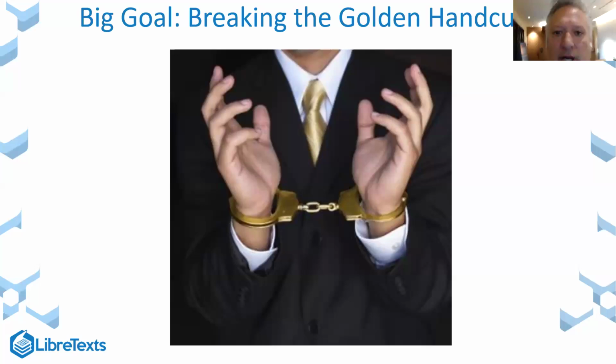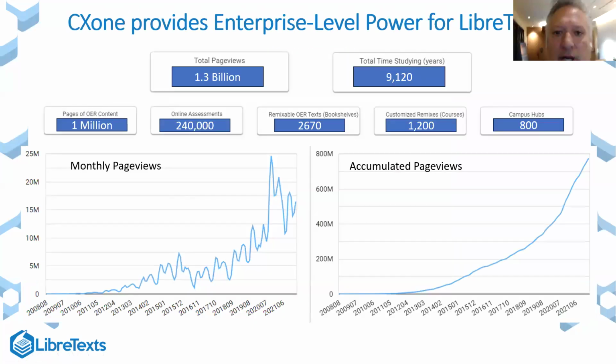And then the Libretexts project hosts 1.3 million pages of OER content. It's the largest OER content infrastructure on the internet today, with the exception of Wikipedia. It delivers 1 million pages of OER content, and the Adapt homework system.